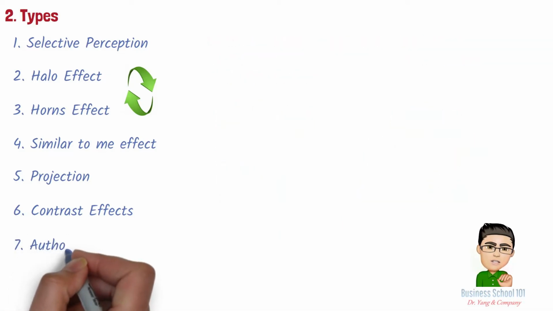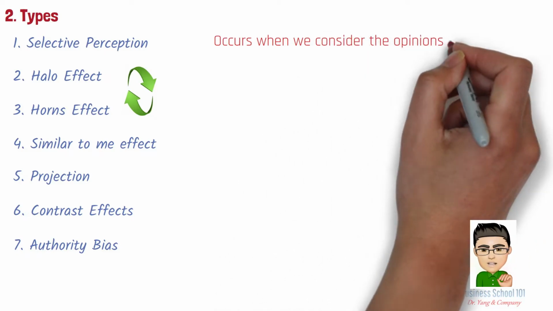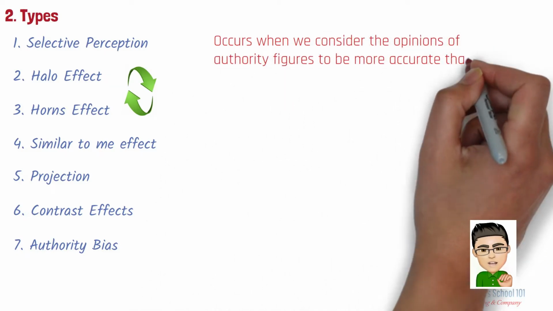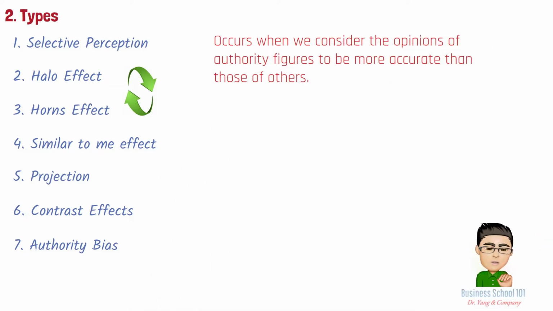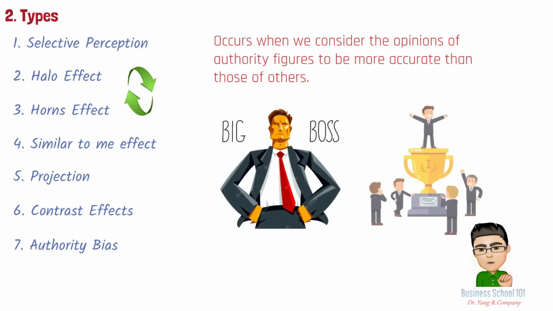Number 7. Authority bias. Authority bias occurs when we consider the opinions of authority figures to be more accurate than those of others. In authority bias, we are inclined to be more influenced by the authority figure's opinion, regardless of the quality of the actual opinion.